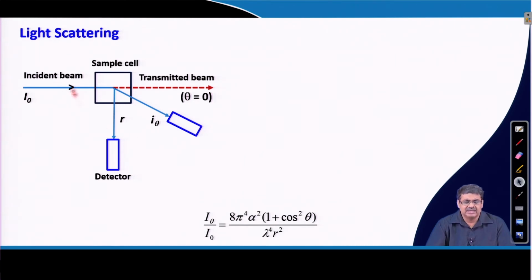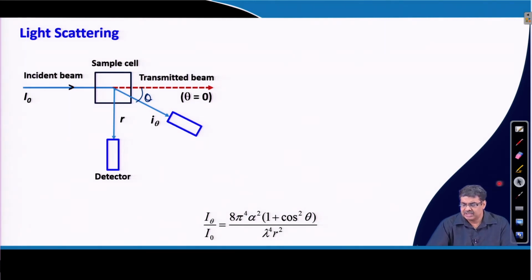Now, this is a simplified diagram of how a light scattering measurement is done, where an incident beam is applied to a sample and light is scattered in all directions. We can place detectors at different angles to find out the amount of light scattered at that particular angle. This is the scattering angle theta, and this is the transmitted beam, where theta is equal to 0, and the distance between the detector and the sample is denoted as r.